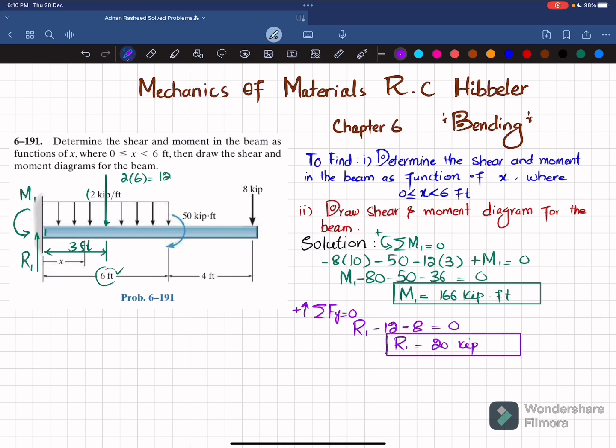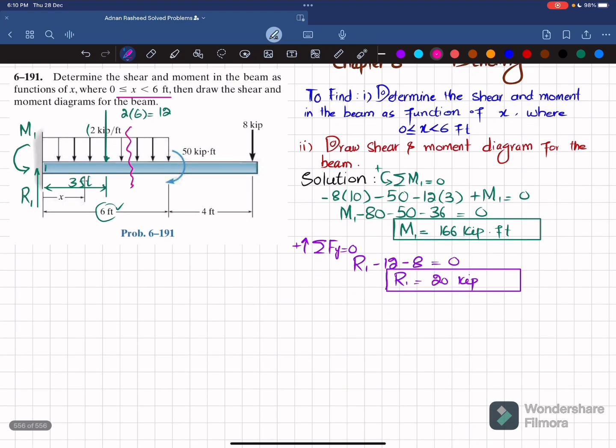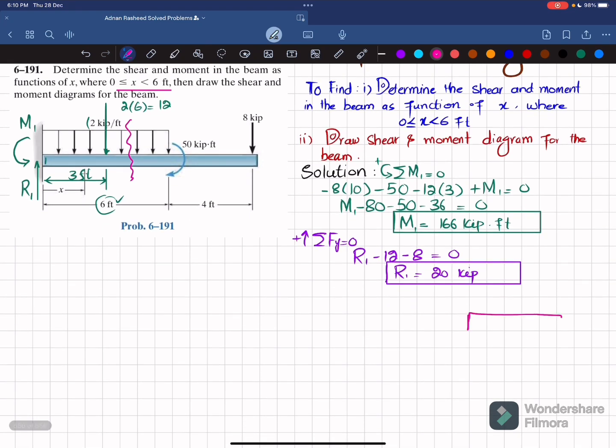So what we will do is section this beam in the range of x greater than or equal to 0 and less than 6 feet and draw the free body diagram. So if I draw it over here, this is the beam, this is point 1 where we have a reaction force R1. R1 is 20 kips, and the moment we calculated is 166 kips into feet, that is counterclockwise. And this length at which we have cut the beam is x, and there is a distributed load over a length of x, and this distributed load is downward.